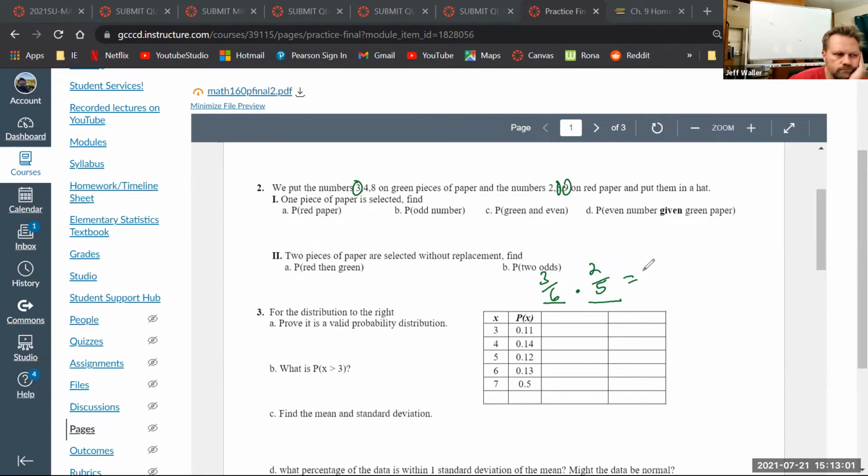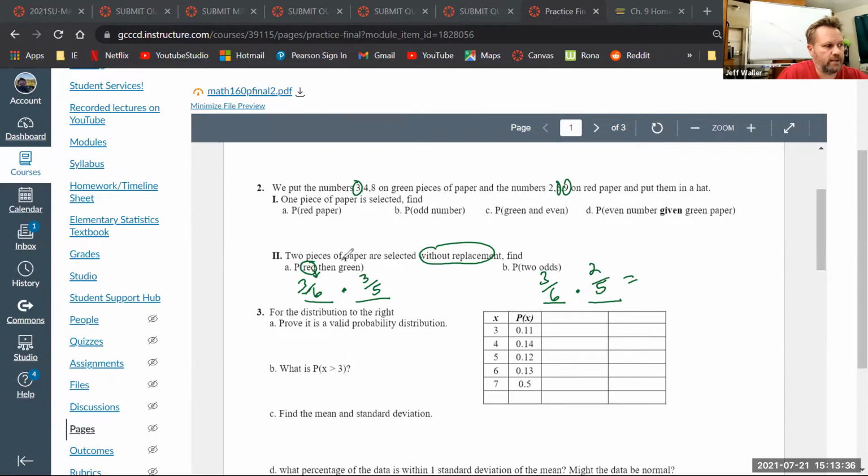Red and then green. So the first one is red, 3 out of 6, and you eat that paper. So 3 out of 6 times, no, 3 out of 5. You ate that first piece of paper, so now there are 5 slips left, but there are still 3 of them that are green, correct? Oh, that's the difference.